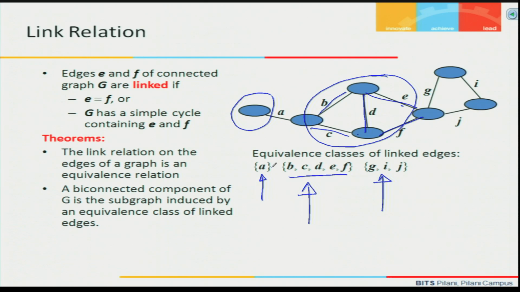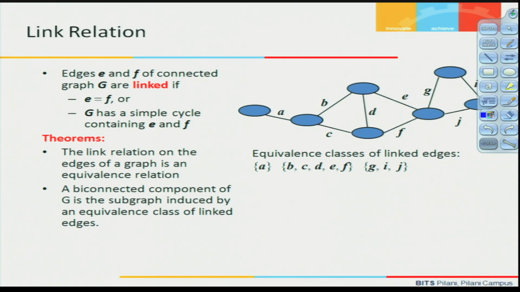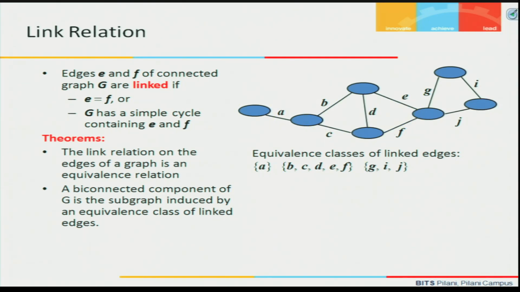Now, we see that if I take the union of all these three partitions, or of these equivalence classes, this gives us the vertex set V of the graph G, right. That means the linking relation is an equivalence relation. So, it partitions V into equivalence classes, which are precisely given via the linking relation. We are going to use this fact to achieve the biconnected components.